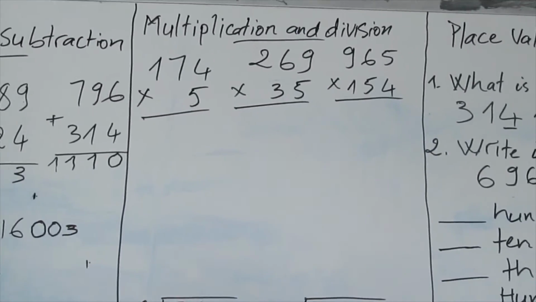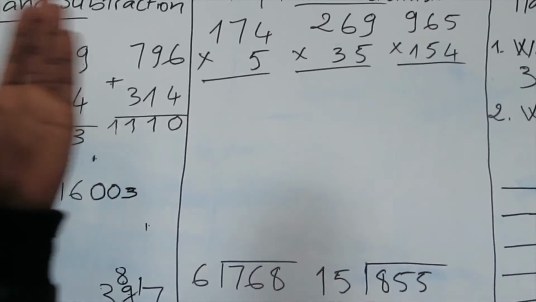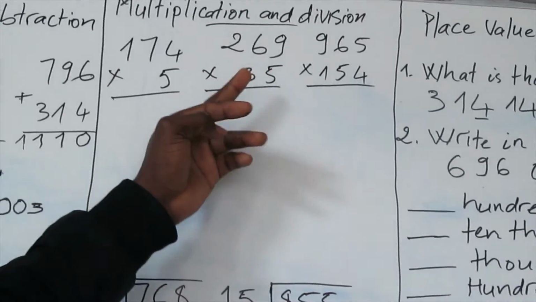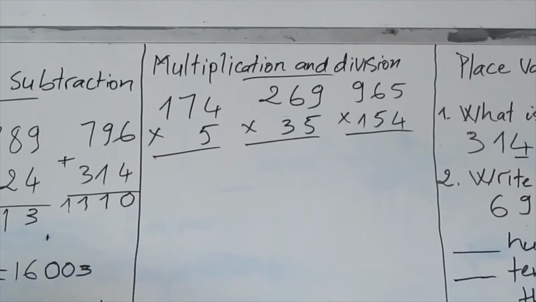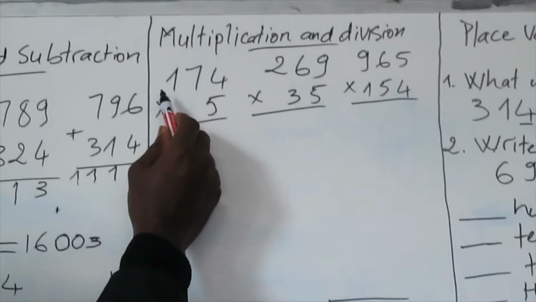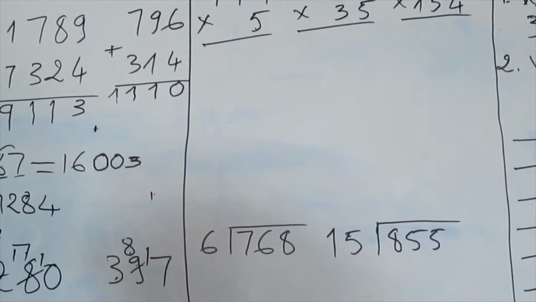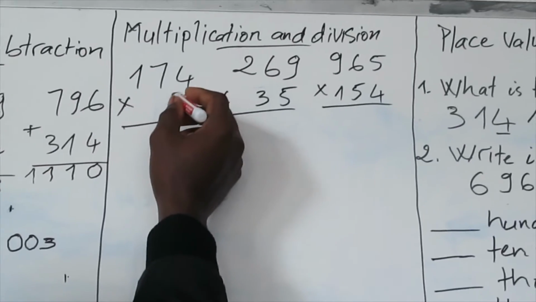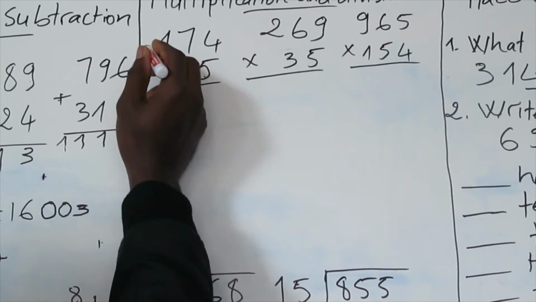Division, how to multiply and divide. So we start when we multiply 3 digits by 1 digit, 3 digits by 2 digits, and 3 digits by 3 digits. So now with the multiplication here, 174 multiplied by 5. This 5 will multiply everything here, starting from the right side going to the left.